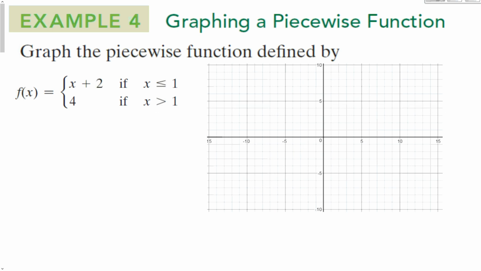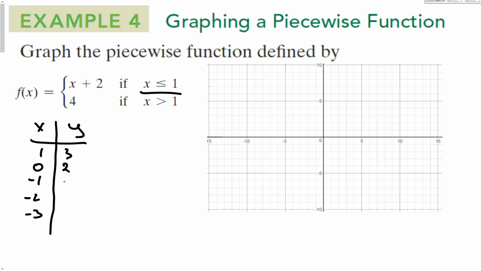Okay, so if you're not sure what these are supposed to look like, maybe it's helpful to make a table. So first, x is less than or equal to 1. I'm going to do x and y for 1, 0, -1, -2, -3. Okay, x less than or equal to 1. So if I plug that in, I get 3, 2, 1, 0, -1.